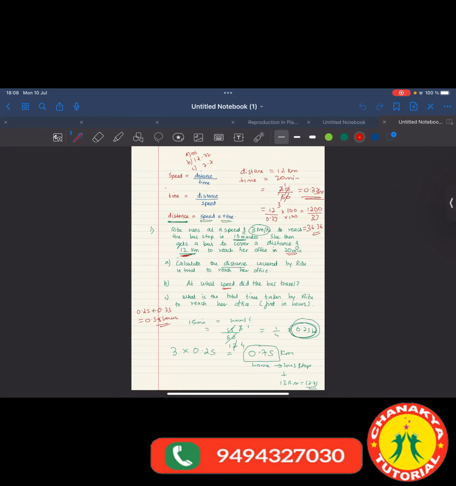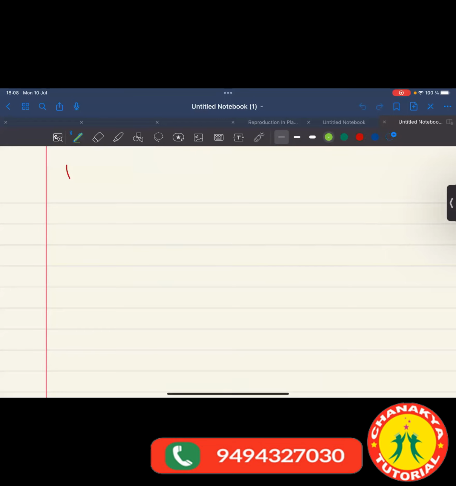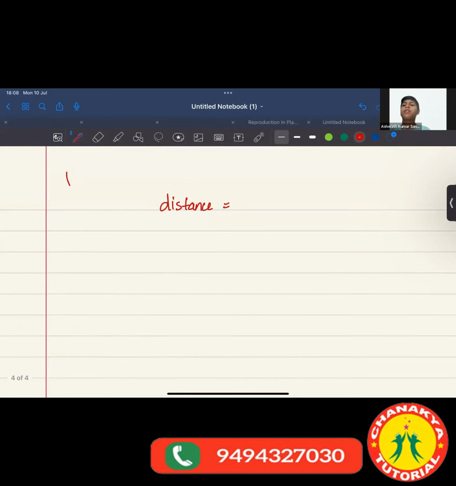Speed of 4 kilometers per hour and reaches his destination in 32 minutes. What is the distance covered? That is the question given. So the thing we need to find is the distance. What is the formula for distance? Time into speed.